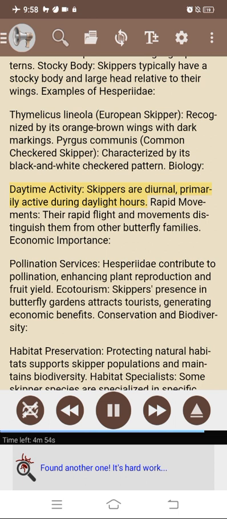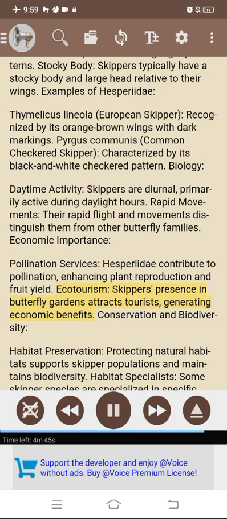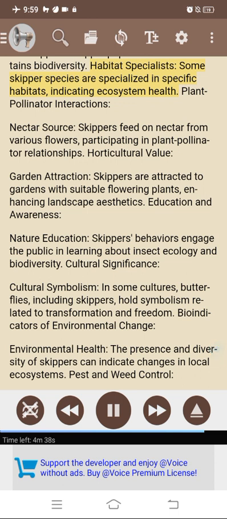Biology. Daytime activity. Skippers are diurnal, primarily active during daylight hours. Rapid movements. Their rapid flight and movements distinguish them from other butterfly families. Economic importance. Pollination services. Hesperiidae contribute to pollination, enhancing plant reproduction and fruit yield. Ecotourism. Skippers' presence in butterfly gardens attracts tourists, generating economic benefits. Conservation and biodiversity. Habitat preservation. Protecting natural habitats supports skipper populations and maintains biodiversity. Habitat specialists. Some skipper species are specialized in specific habitats, indicating ecosystem health.